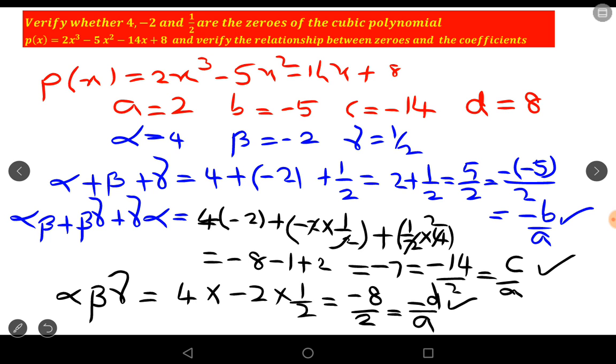Okay students, alpha plus beta plus gamma equals minus b by a. Alpha into beta plus beta into gamma plus gamma into alpha equals c by a. The third one is the product of zeros, alpha into beta into gamma, equals minus d by a. Okay, thank you students. In the next video, another example, question 7.